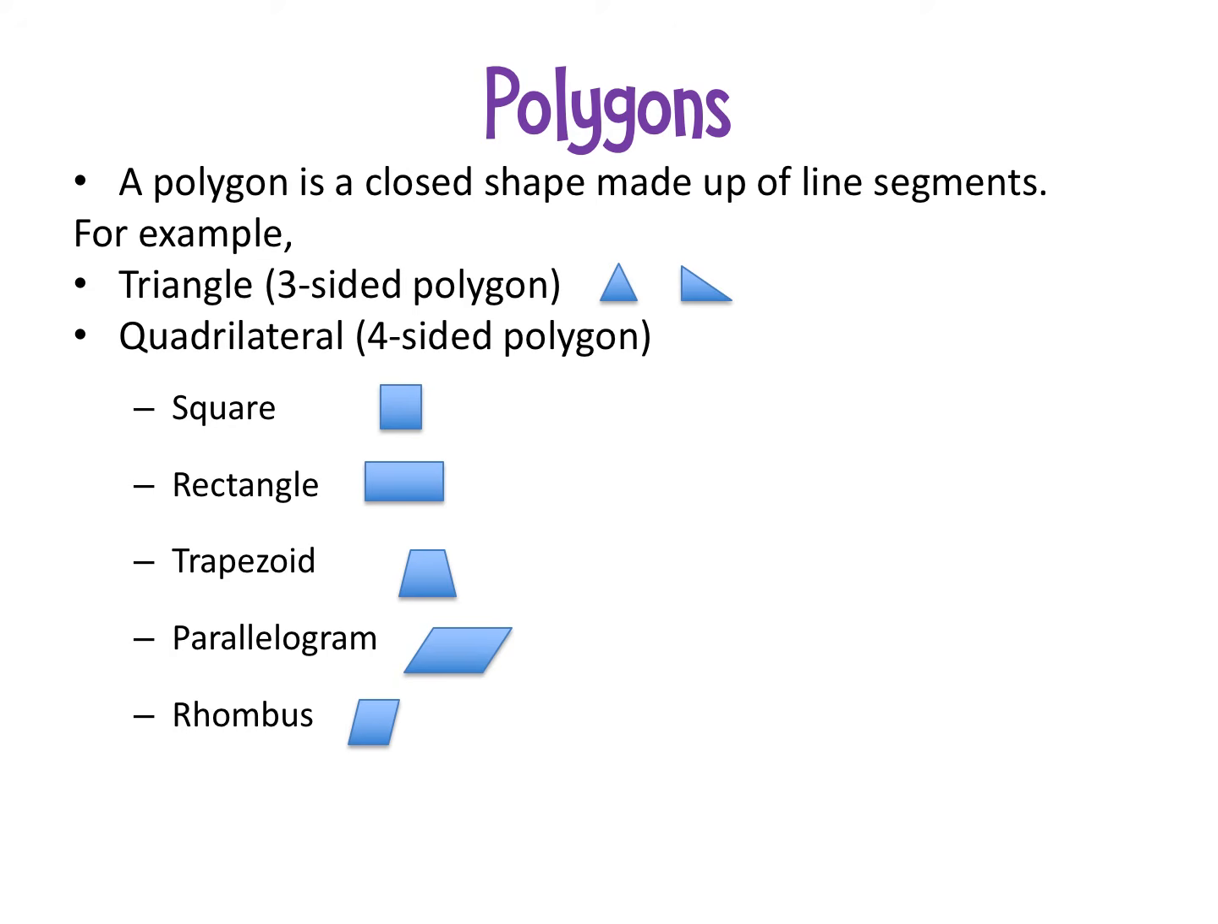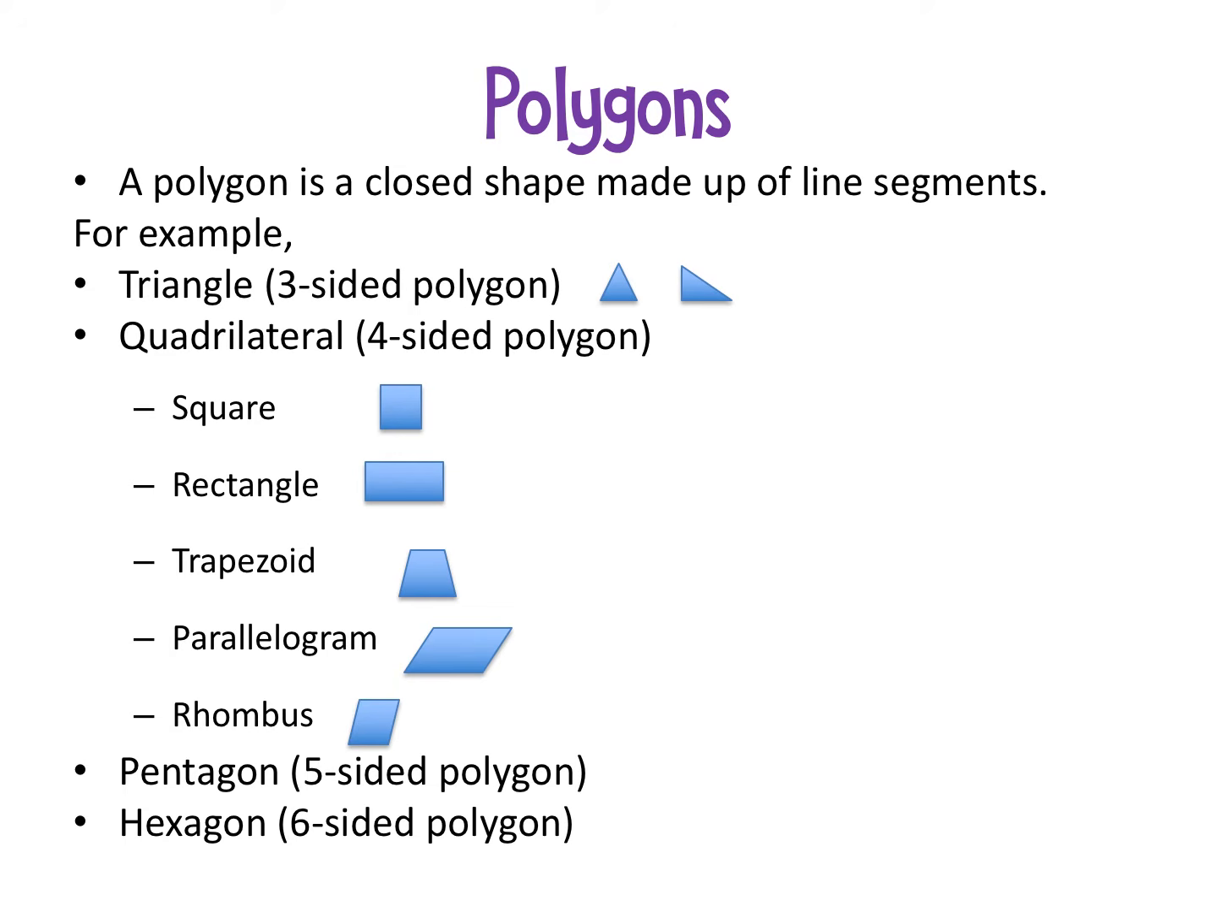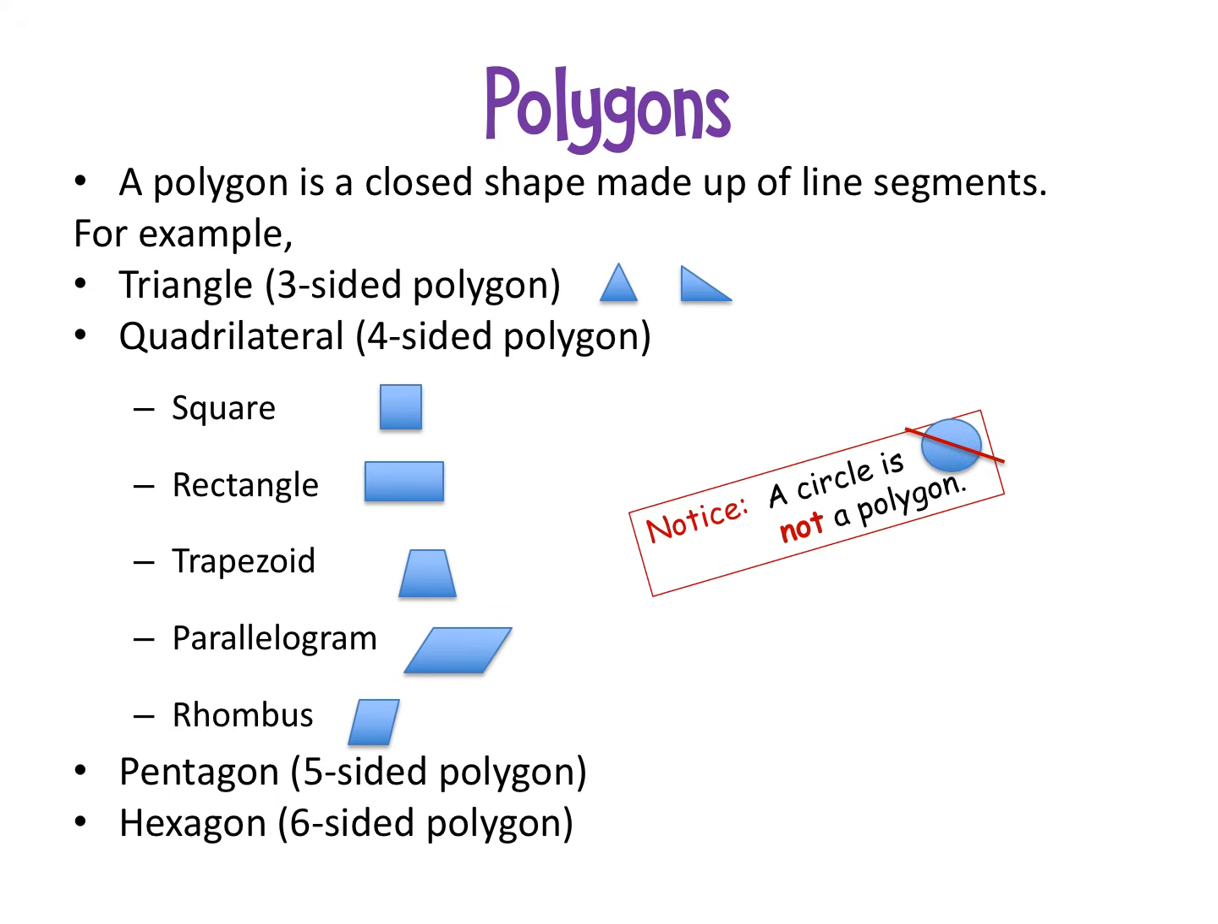A square is a rectangle, and a rhombus is a parallelogram. A square and a rhombus are special because their side lengths are all equal in size. There are other polygons, such as a pentagon, which is a five-sided polygon, and a hexagon, which is a six-sided polygon. We can go on into multiple sides of polygons. However, today we'll just be looking at the areas of triangles and quadrilaterals.